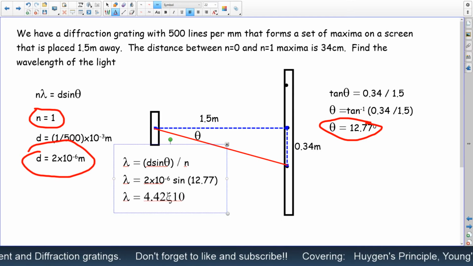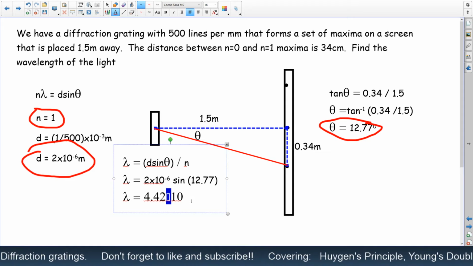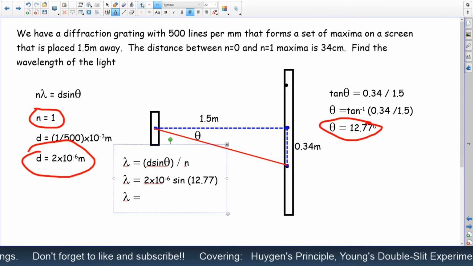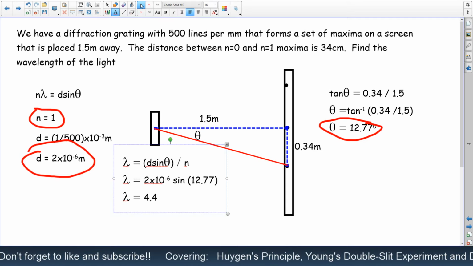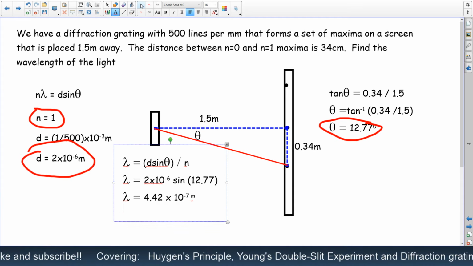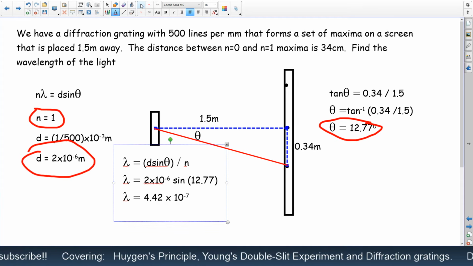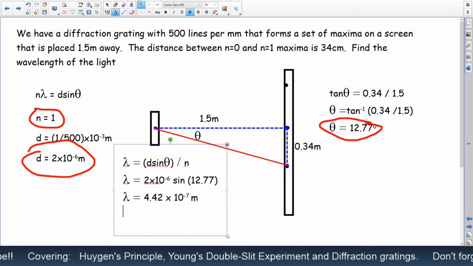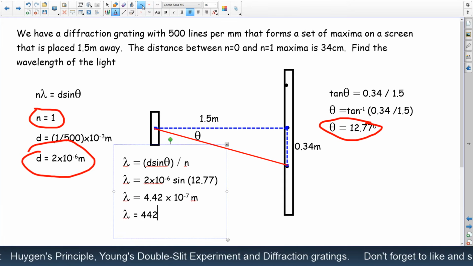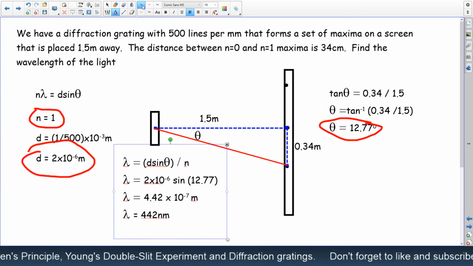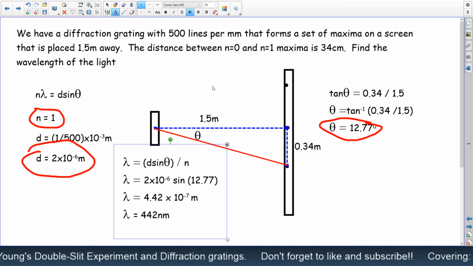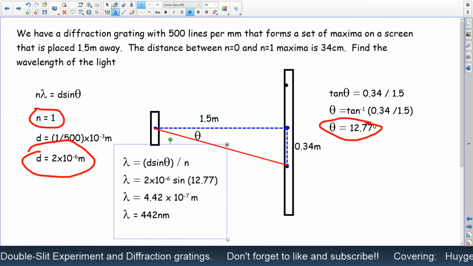So 4.42 times 10 to the power of negative 7 meters. So lambda is equal to 442 nanometer light. Specifically 442 nanometers, okay, and not a bit more or a bit less. And that's the critical bit.